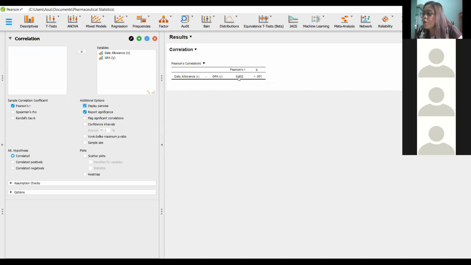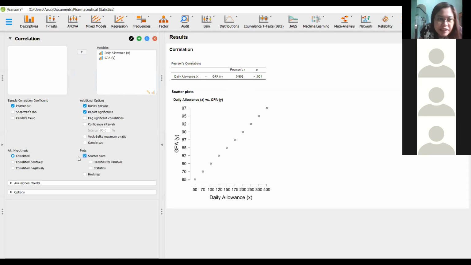So, parehas ato computation with the manual and the JASP. Diba, kagaina sa manual computation, ang atong nakuha nga Pearson's R is 0.902, which means that there is a relationship and the relationship is a strong one. And at the same time, it's a positive relationship.